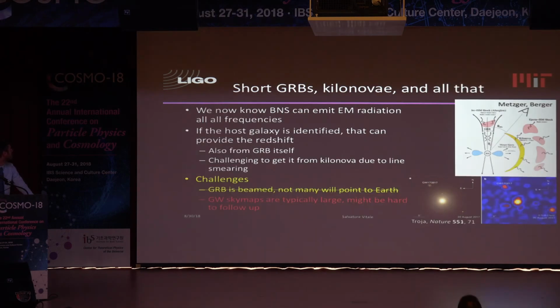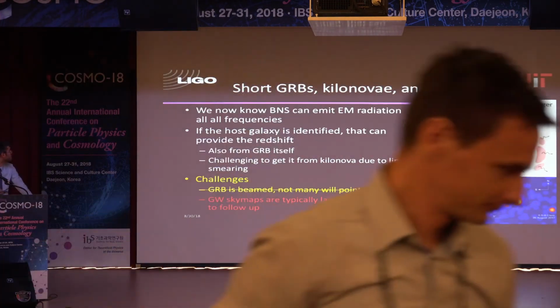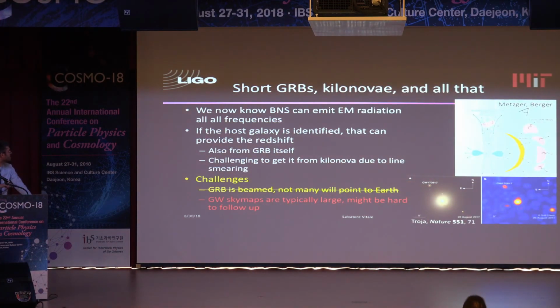All right, so I don't probably need to spend a lot of time telling you how the methods work. We have seen these cartoons already. Just very quickly, we now know, after August of last year, that neutron star binaries can emit electromagnetic radiation at all frequencies. So you can get the host galaxy, and that gives you the redshift, or maybe you can get it from the GRB itself. Apparently, we cannot get it from the kilonova due to line smearing. So that is why this method is very attractive. It's very simple. Gravitational waves give you the distance. The host gives you the redshift.